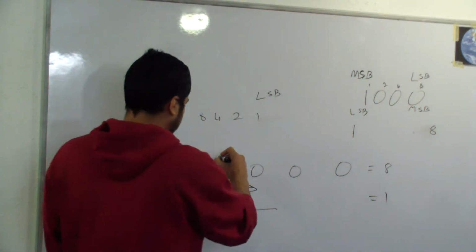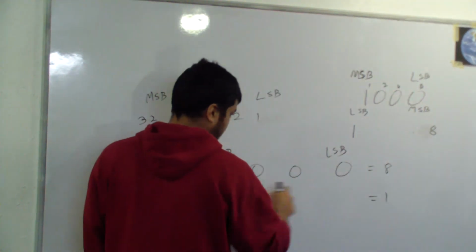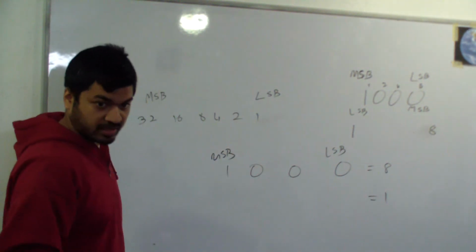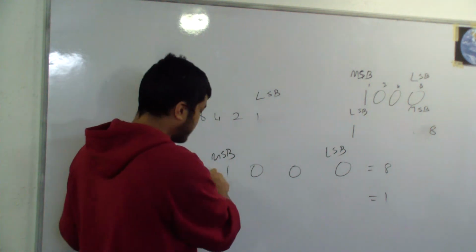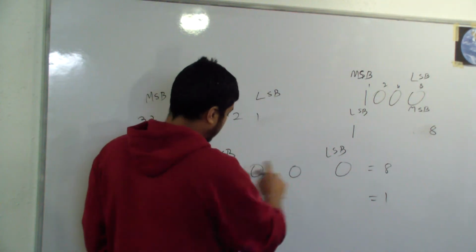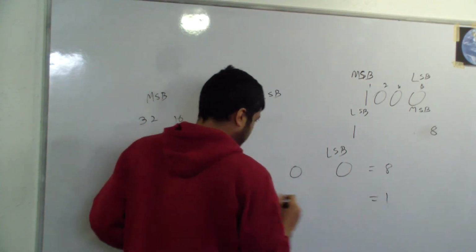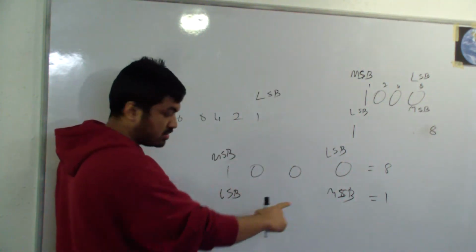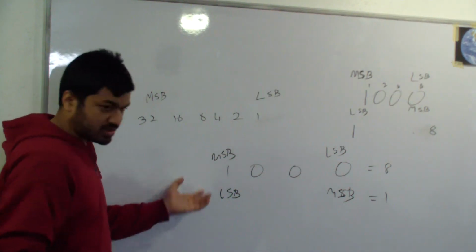When we are reading like this, this is your most significant bit. This is your least significant bit. At that point in time, this is 8. If I am reading like this, then this is 1. Don't go by direction. This is your most significant bit, this is your least significant bit. This is 8. And here this is your least significant bit, this is your most significant bit. Then it's 1. Okay.